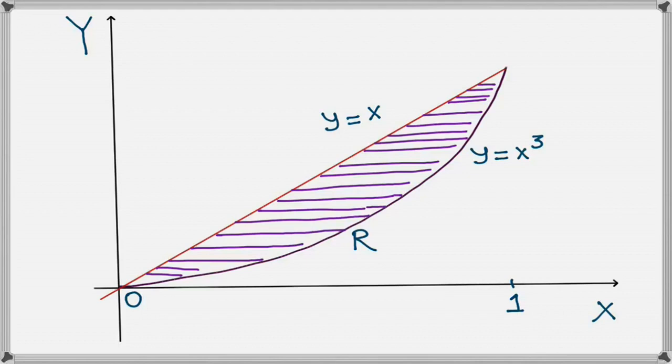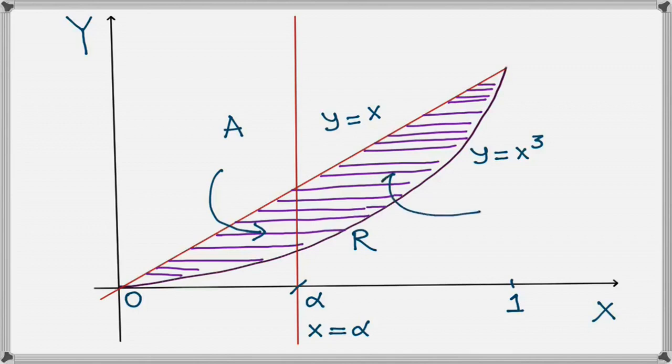Now alpha is a real number between 0 and 1. And the line x equals to alpha divides the region R into two equal parts. So, let the line x equals to alpha be this. So, this point is alpha and this is the line x equals to alpha. We call this region as region A and this region as region B. So, we know that the area of the region A is equal to the area of the region B.